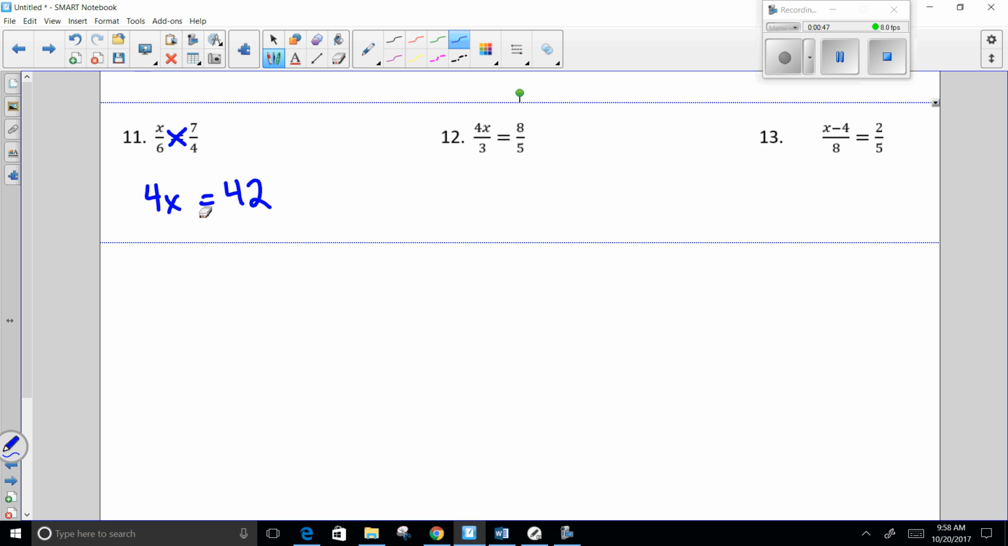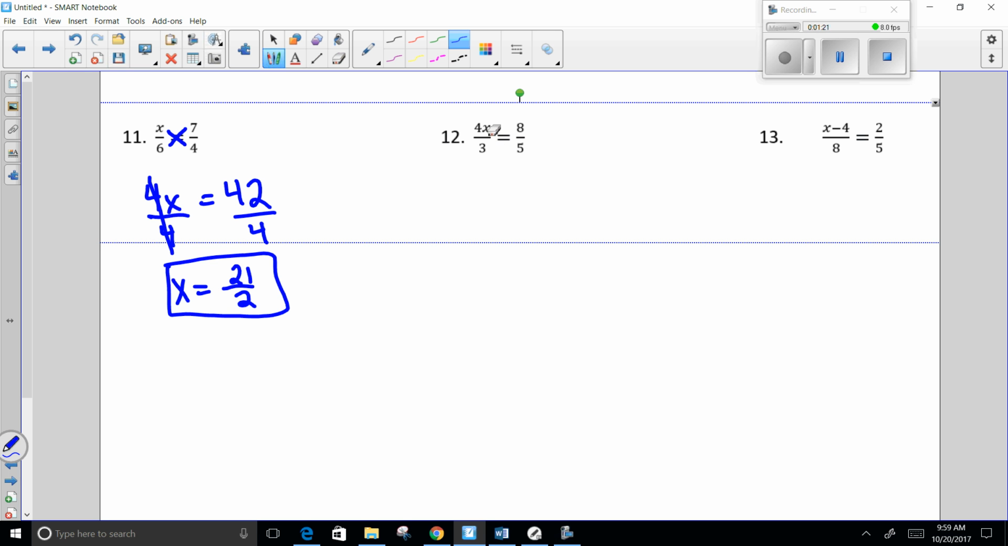This is a one-step equation. With 4x, I need to get rid of the 4 times x. I need to get rid of the multiplication sign. So how do I get rid of a multiplication sign? I divide both sides by 4. So x equals 42 divided by 4, since the 4 divided by 4 goes away. That is not going to come out as an integer, so I use the fraction reducing capabilities of the calculator. 42 divided by 4 is 21 over 2. That is your final answer.